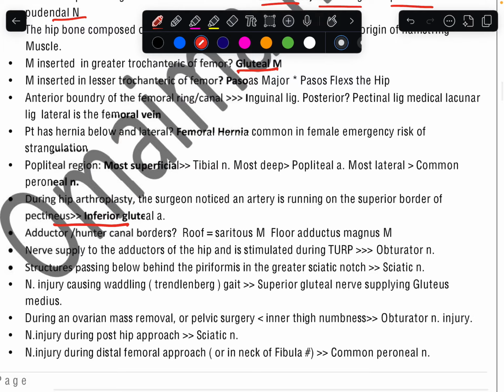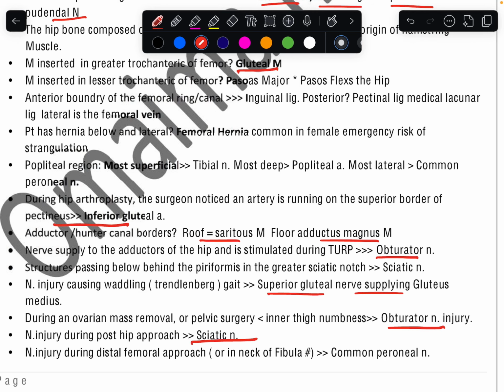Pectineus, that is in the adductor hunter canal: roof sartorius, floor adductor magnus. Nerve supply to the adductors of the hip: obturator internus. During TRP, the structure passing below and behind piriformis in the greater sciatic foramen. Sciatic nerve injury causing waddling is superior gluteal nerve, gluteus medius, and obturator nerve.